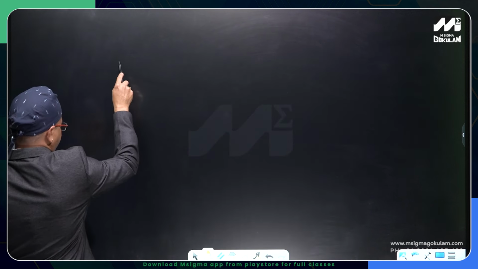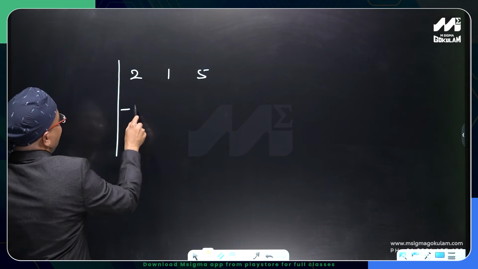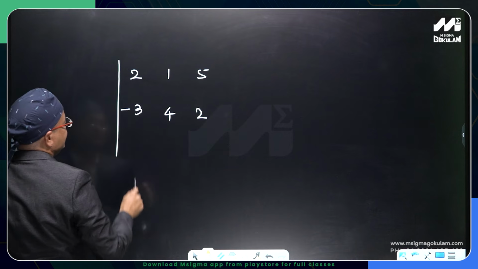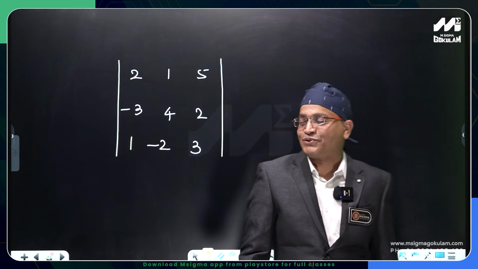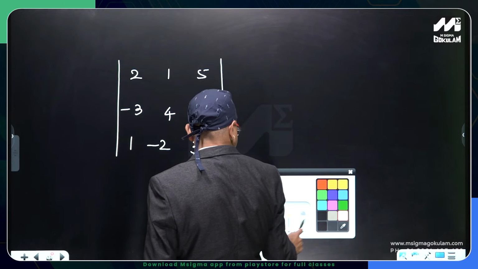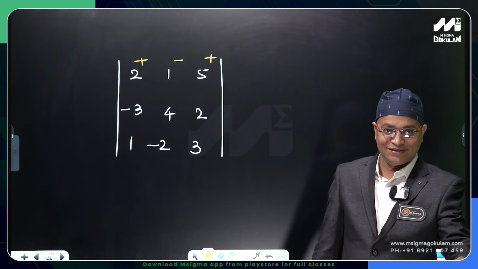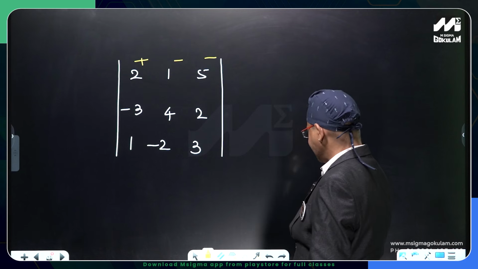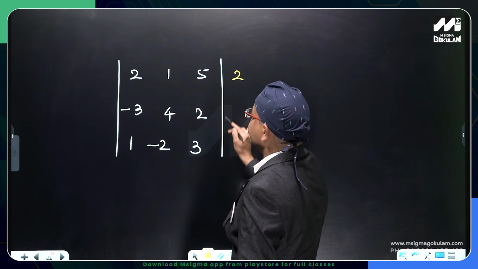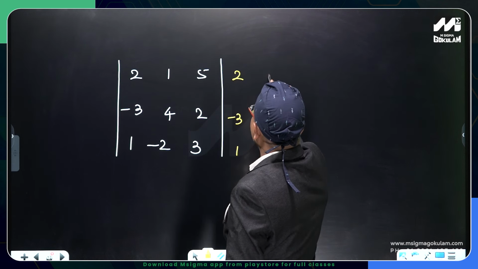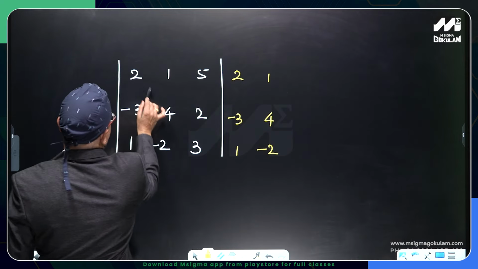So, what is the value of the determinant with rows 2, 1, 5; minus 3, 4, 2; 1, minus 2, 3, for example. Generally, students expand like this only, plus, minus, plus. I am not denying. So, today we are learning how to expand easily and fastly. Repeat the first two columns as it is: 2, minus 3, 1 and 1, 4, minus 2. Then take cross multiplications as I said.